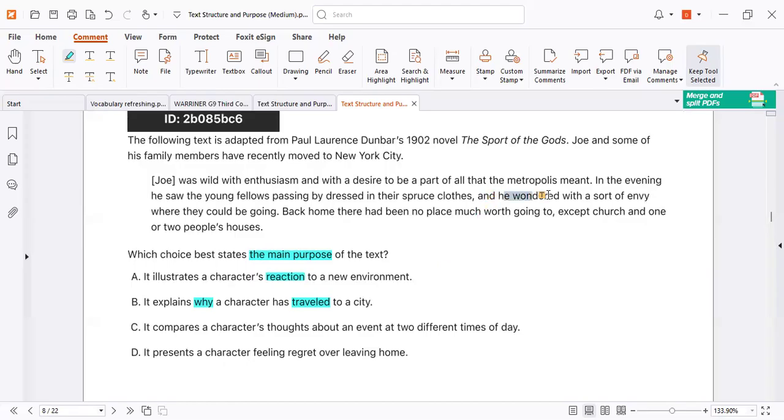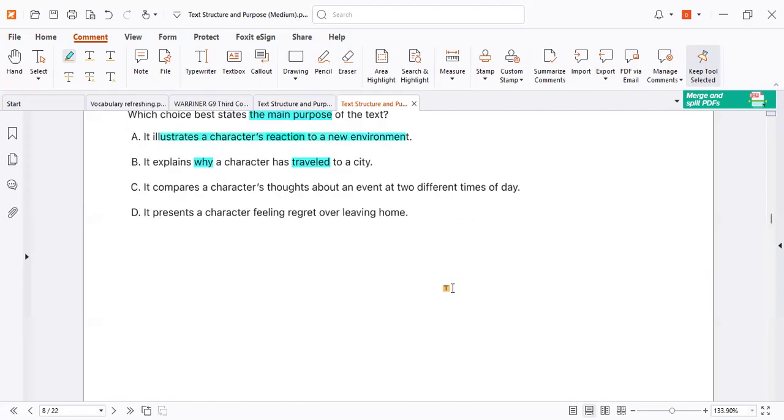Yes. Look, he wondered. And back home, there had been no place with much worse going to except the church and how does he reflect to the new environment? How he wandered to the salt valley. So letter A is evident. Try again.